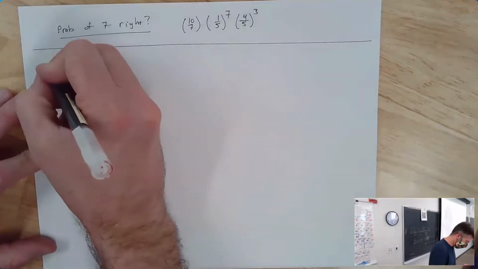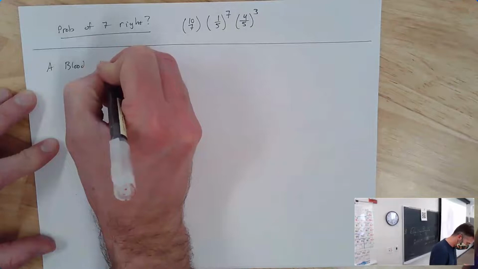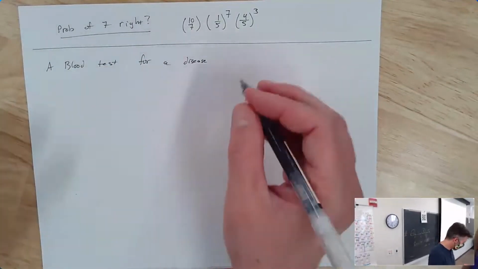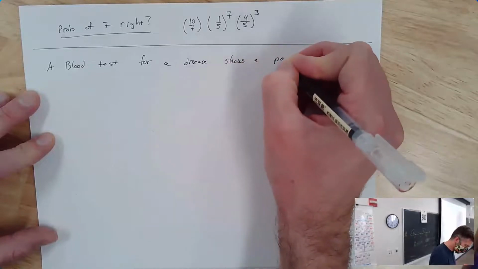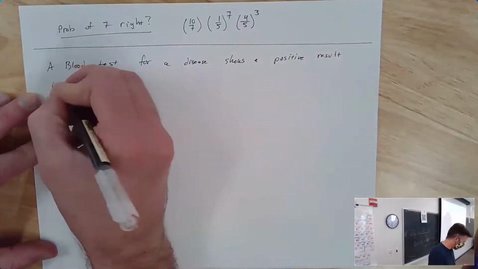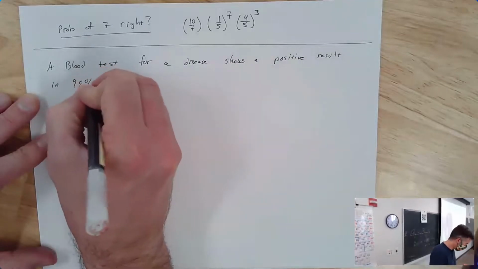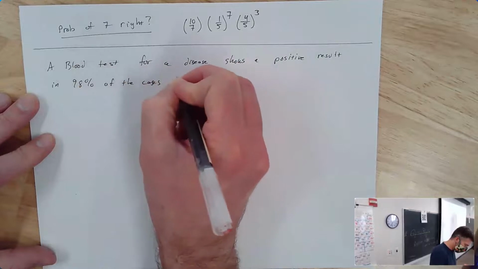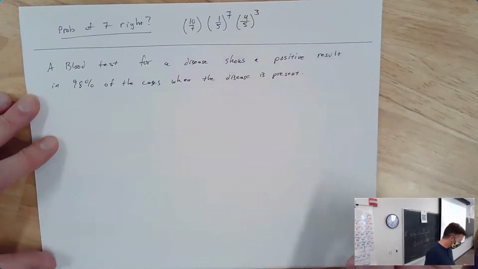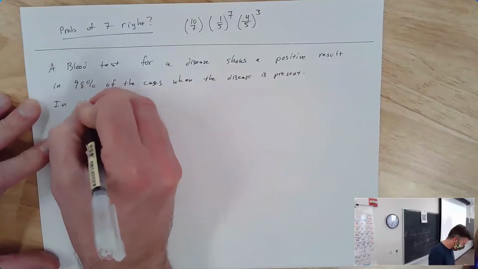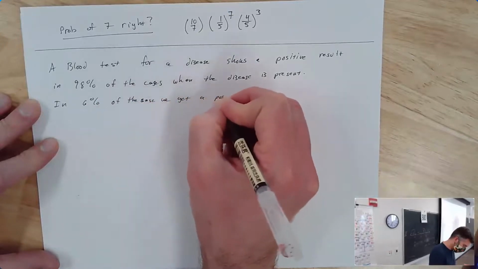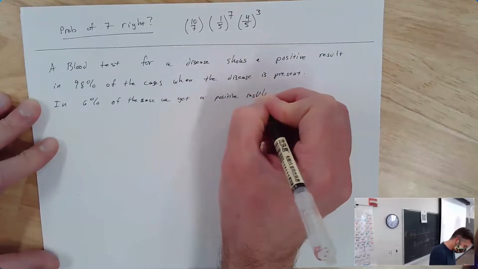So here's our sentence. It's a little lengthy. A blood test for a disease shows a positive result, meaning you have the disease, in 98% of the cases when the disease is present. In 6% of the cases, we get a positive result when the disease is not present.